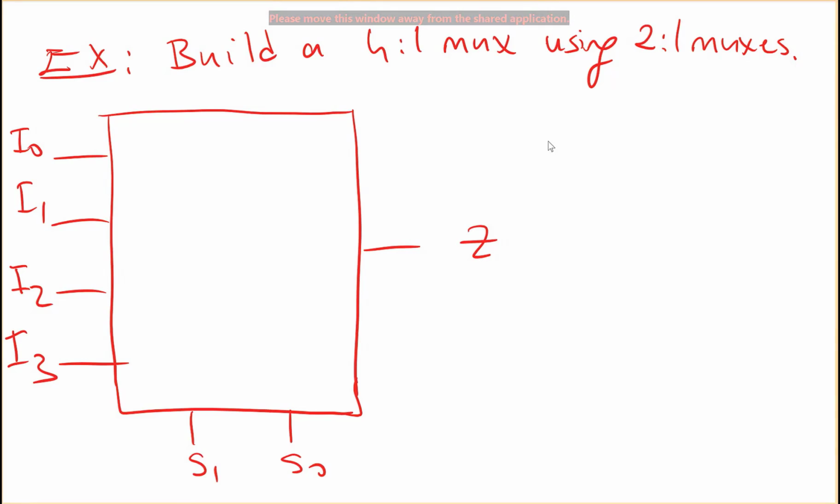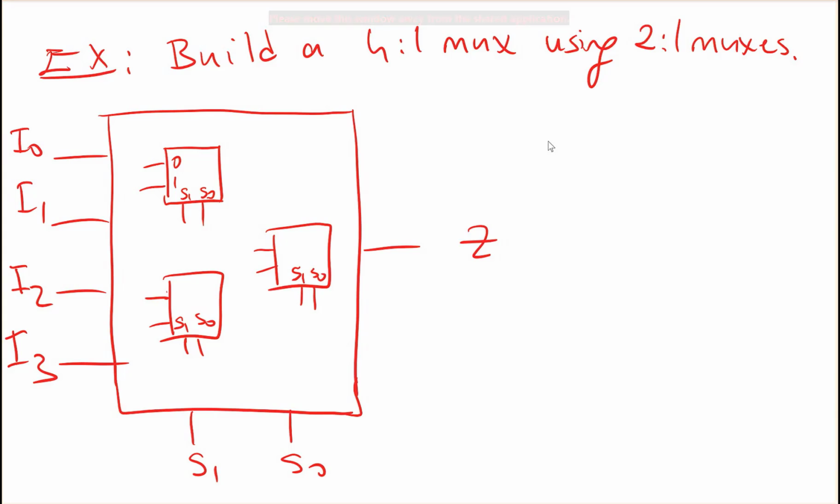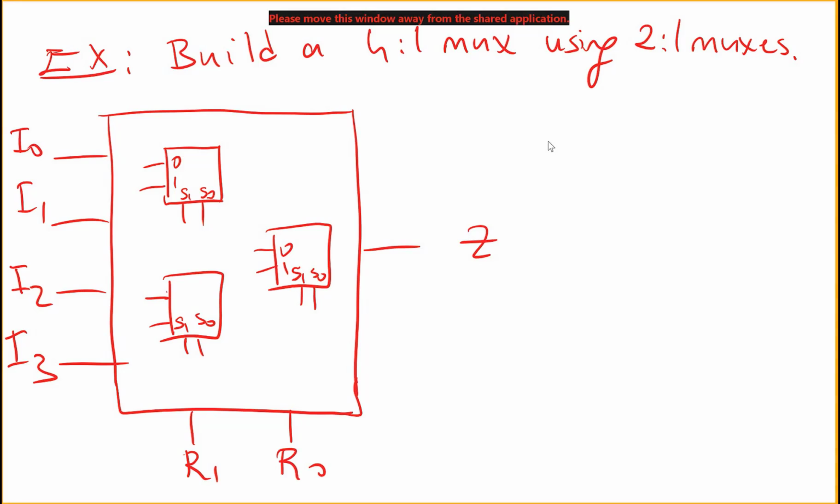But inside this, I need to use 2 to 1 muxes. So this is one 2 to 1 mux, this is another 2 to 1 mux, and this is another one. So this is 0, 1. Let's call the select signals something else, just to make sure these are different signals. Let's say these are select signals R1 R0 for the 4 to 1 mux. Okay, and these are my outputs.